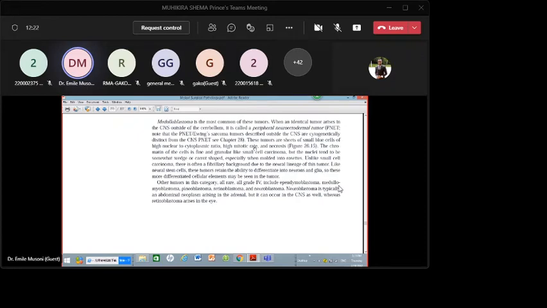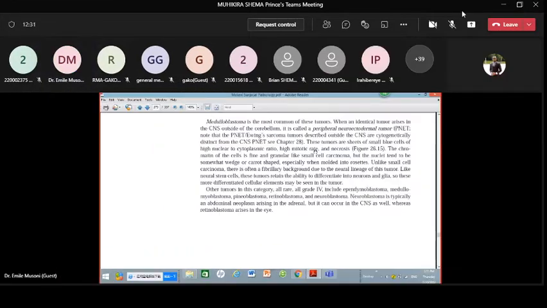Round blue cell tumors in pediatrics. As a medical doctor, you must know those five small round blue cell tumors. You can even forget other things, but don't forget the small round blue cell tumors.